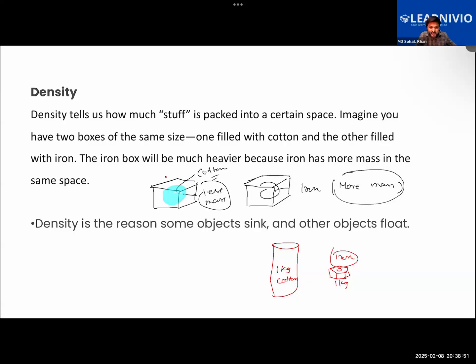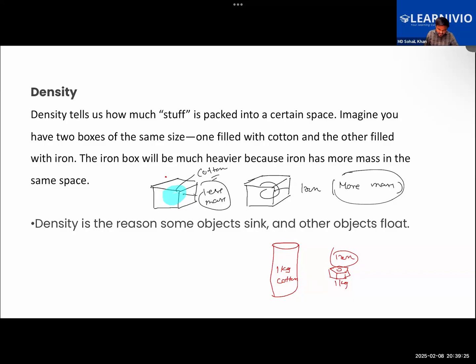So as we were learning about density, density tells you how much stuff is packed into a given space. Although both of them have the same amount of mass, in this small area so much iron is packed. So iron will have more density. It will feel heavier. Although both of them are equally heavy, when you hold it in your hand, it will feel very heavy. But they are equally heavy.